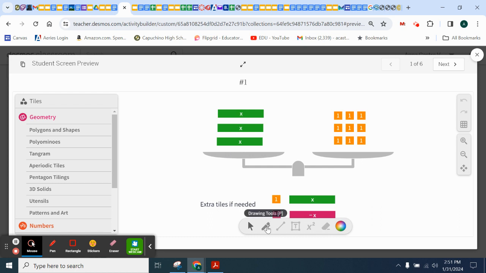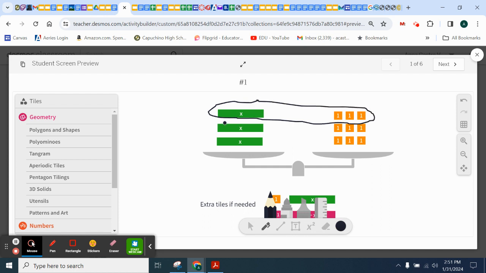So I'm going to go ahead and just grab my pencil tool here, and I'm going to show you that this one X goes with these 3. The next X goes with the next 3. And the third X goes with the last 3. So since I had 3 X's, I divided up the other side into 3 equal groups. So what does 1X equal? 1X equals 3. Now, how do we write that using algebra?